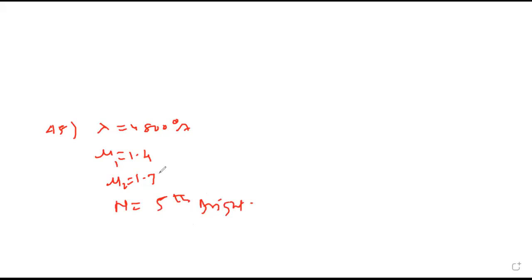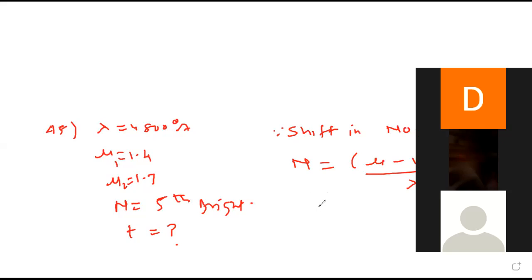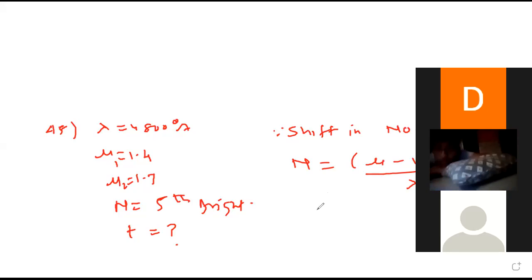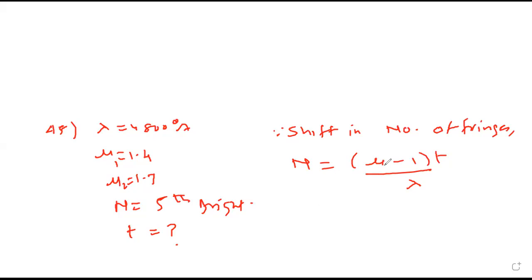In the original path, the central fringe is shifted to this position, then thickness will be, thickness is not given, thickness will be... Shift in number of fringes is given by the formula (mu minus 1) into T by lambda if there is only one path covered with the thickness.